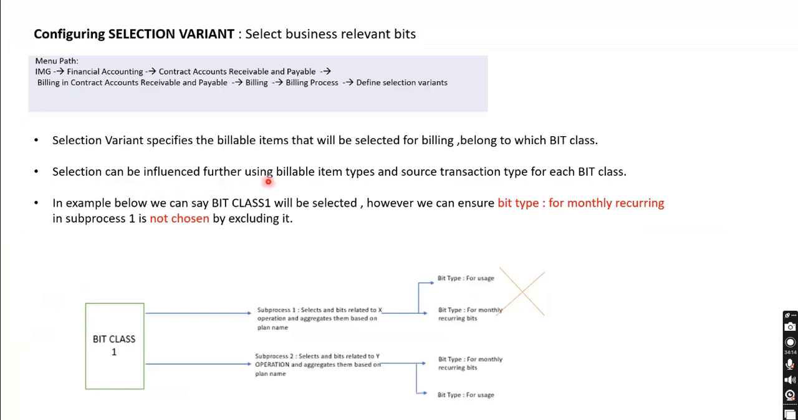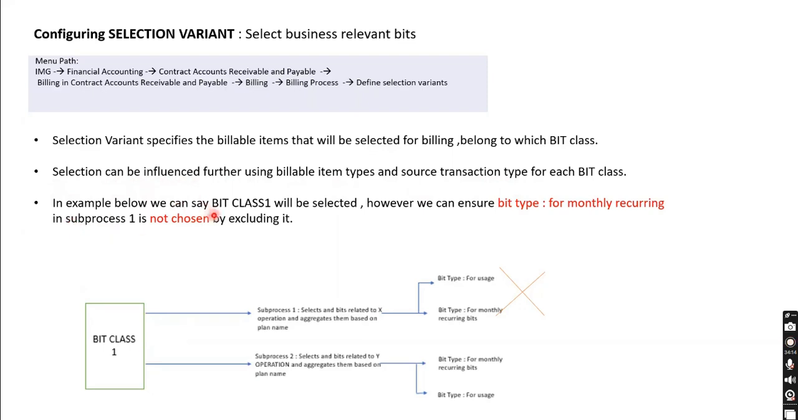Selection can be influenced further using billable item types and source transaction type for each bit class. So we have already told which bit class will be selected, and within that bit class which billable items and which source transaction type will be further selected. Further filtration can be done.